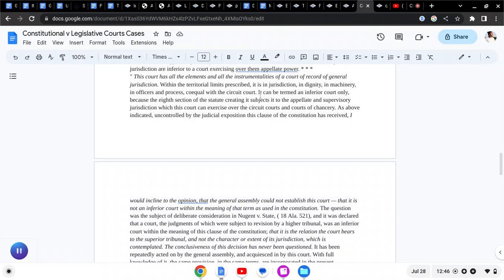Let's see. It can be termed an inferior court only because the 8th section of the statute creating it subjects it to the appellate and supervisory jurisdiction, which this court can exercise over the circuit courts and courts of chancery. Okay, if there's a statute in there, then that's an inferior court. They're talking about a statute. It's an inferior court. As above indicated, uncontrolled by the judicial exposition, this clause of the Constitution has received.